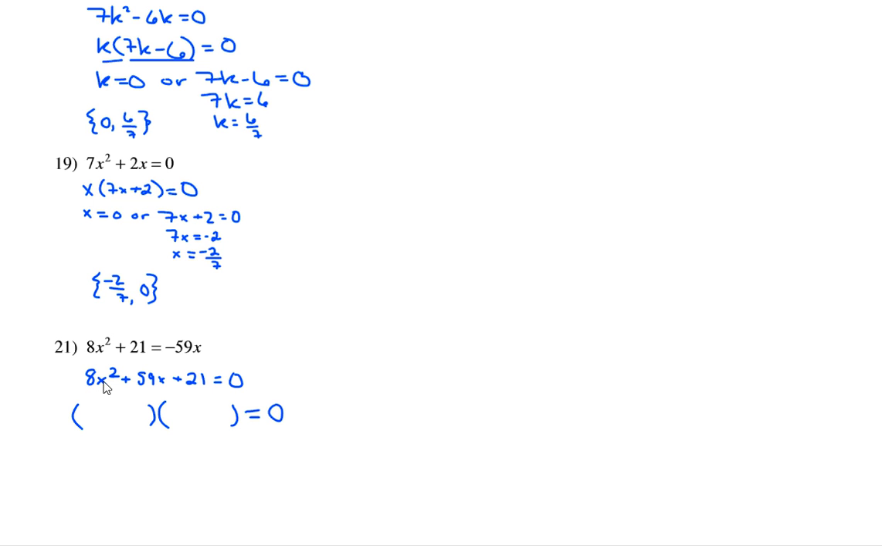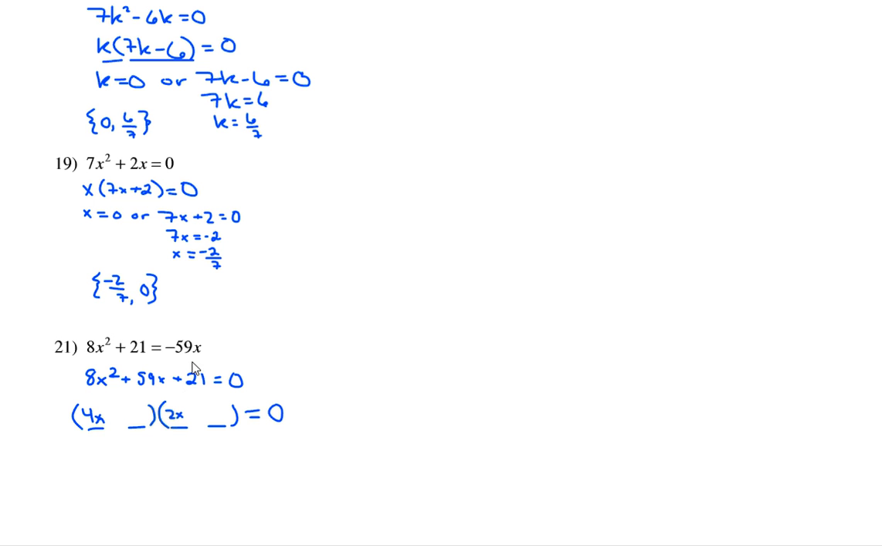Okay, I have an 8x squared, so the first two terms need to multiply to an 8x squared, and there are multiple possibilities there. The last two terms have to multiply to a 21, and again, there are some possibilities there. So this one might take a little while. It's not as obvious as the other questions, in my opinion. So let's try some possibilities. How about a 4x and a 2x? Let's try to exhaust those possibilities first.